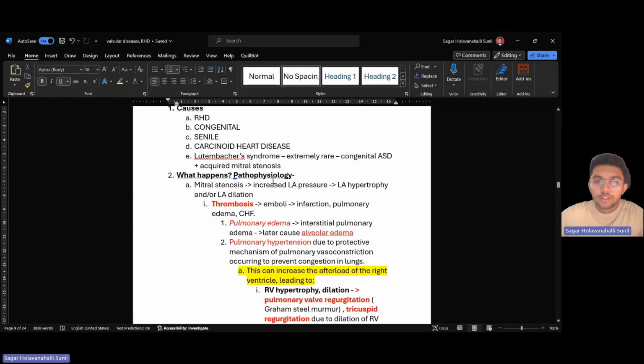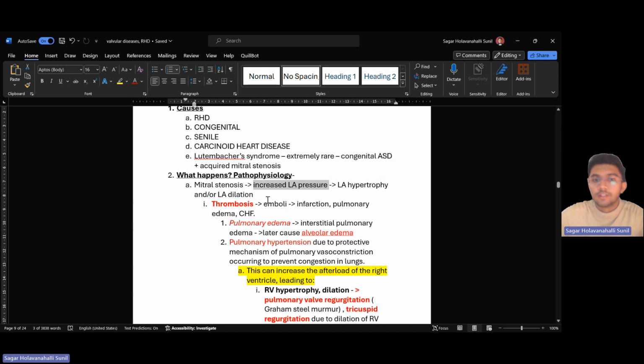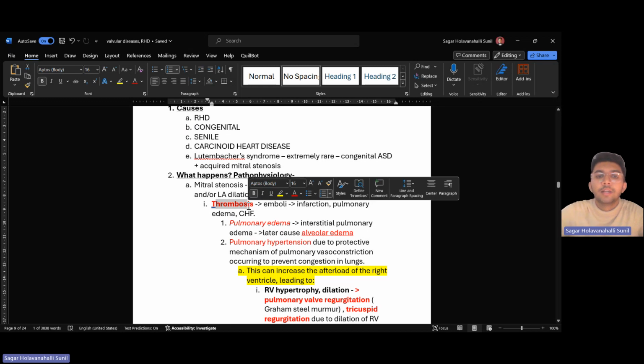Let's go to pathophysiology. In mitral stenosis, there's increased left atrium pressure because the left atrium cannot push all the blood into the ventricle. Over time, the left atrium can undergo two things: either hypertrophy or dilatation. When does this happen? Typically, when there's a sudden increase in the volume of the left atrium, it has to accommodate as much as possible. So there can be dilatation or hypertrophy, and especially with dilatation, there can be thrombosis.